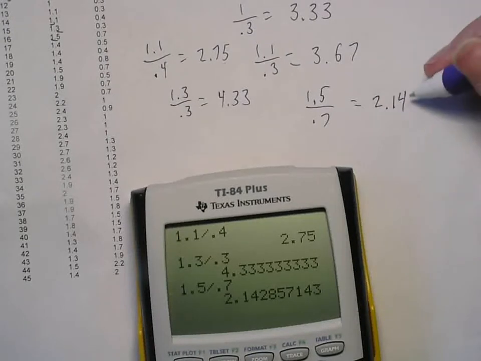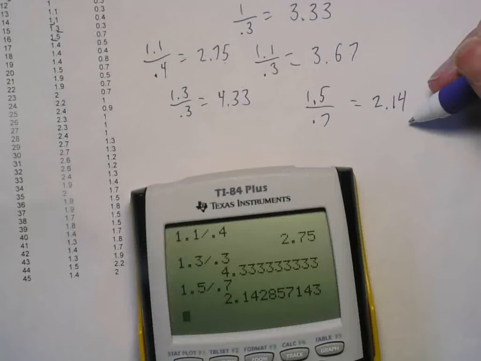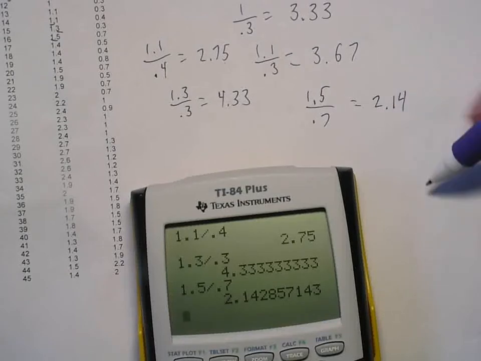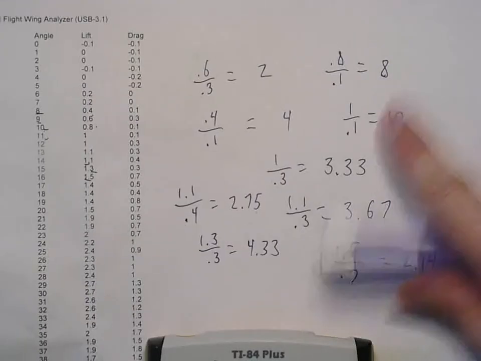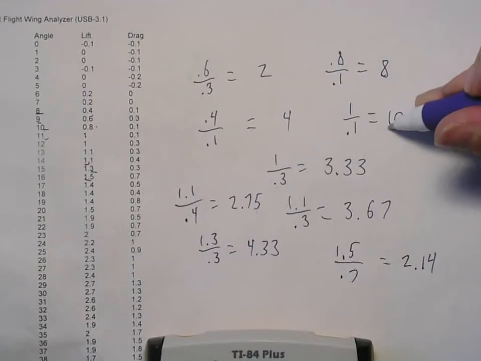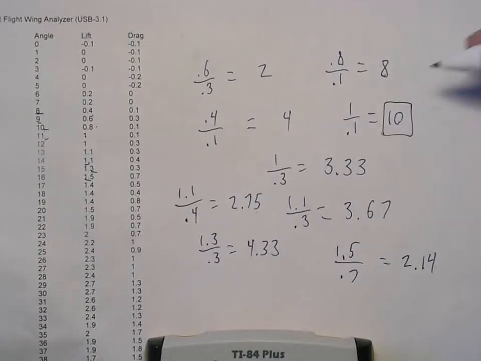And I'm going to keep continuing until I start to see a pattern where my lift-drag ratio starts to get lower and lower. If I notice the pattern is that it's getting lower and lower and it's not starting to increase again, at that point I can stop and look and see which lift-drag ratio was the largest. In this case, when I got the lift-drag ratio of 10, that was my largest value.